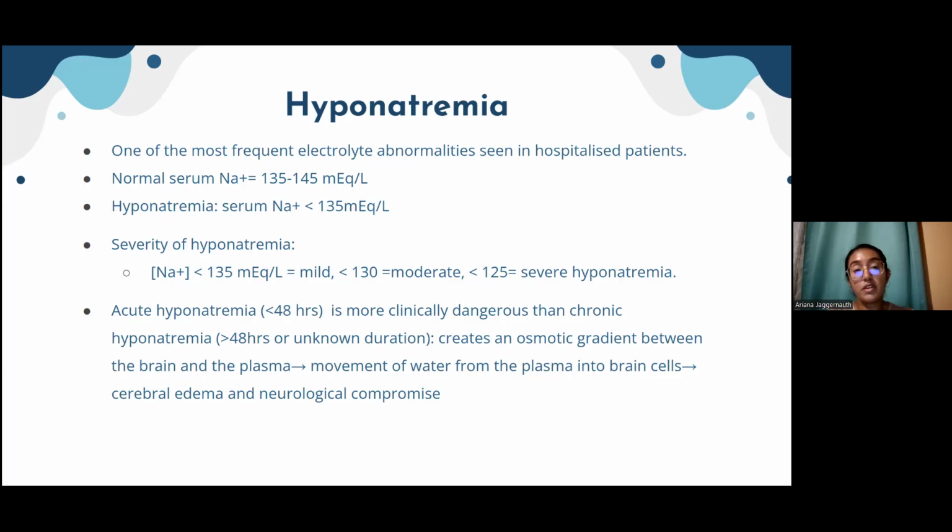Acute hyponatremia is defined as hyponatremia present for less than 48 hours. It's important to note that this is more clinically dangerous than chronic hyponatremia, which is hyponatremia present for more than 48 hours or for an unknown duration of time. This is because it creates an osmotic gradient between the brain and plasma, which encourages the movement of water from plasma into brain cells, thereby resulting in cerebral edema as well as neurological compromise.